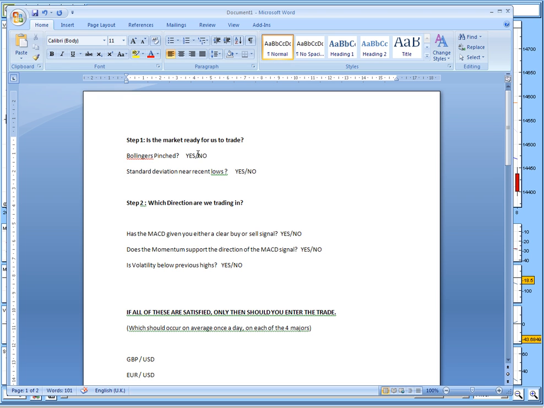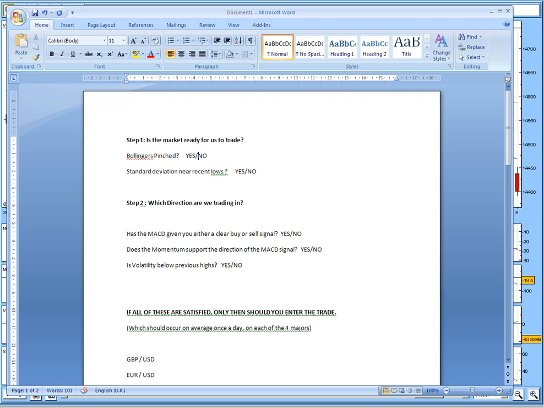So have the Bollinger's pinched. If it's a yes, then the standard deviation also must be low. So is the standard deviation near recent lows? Yes. Then and only then can we move on to step 2, which is which direction are we trading in. So we've done half the work. Now we're on to the next bit, which is, I guess, the most important work to do. Has the MACD given you either a clear buy or sell short signal? Yes or no? By that, I'm referring to those 4 scenarios which we can get from a MACD.